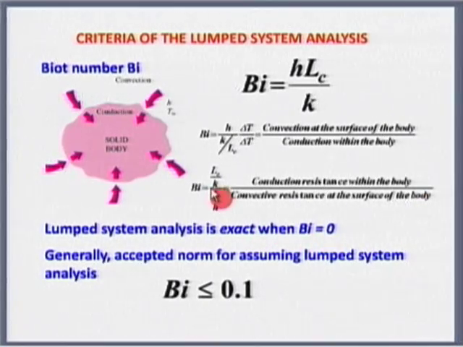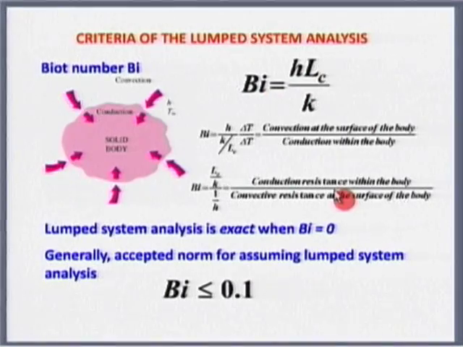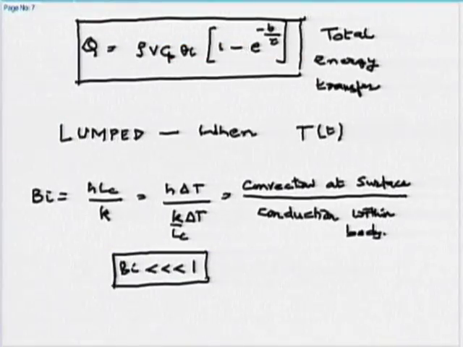If the Biot number is 0, it means conductive resistance is 0. When conductive resistance is 0, everywhere it can conduct itself in no time, is it not? That means the temperature within the body everywhere should be the same. So the Biot number can never be 0, it has to be as small as possible. All we are saying is conductive resistance should be lower than the convective resistance.